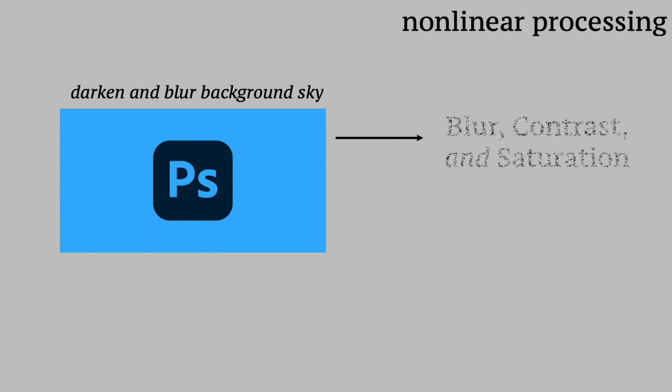Next up, we're going to darken and blur the background sky using some tools that Photoshop has, where we'll use a selection tool to work on just the background sky, and if it's pixelated, we can blur it, we can lower the contrast, and we can lower the saturation.